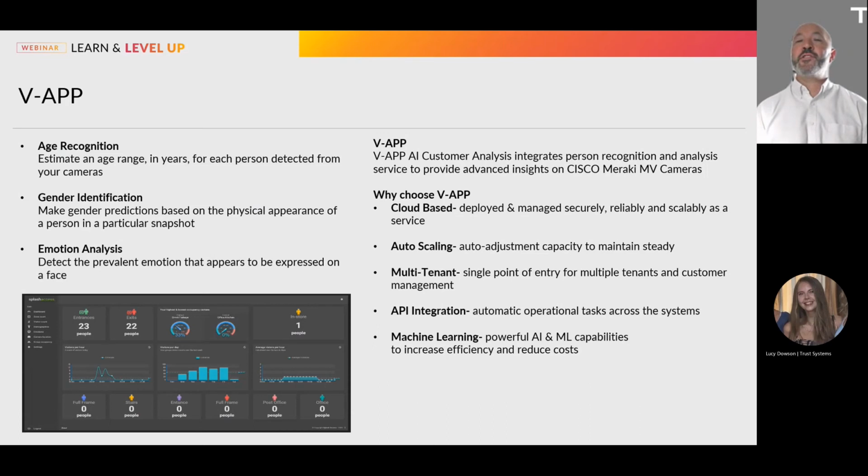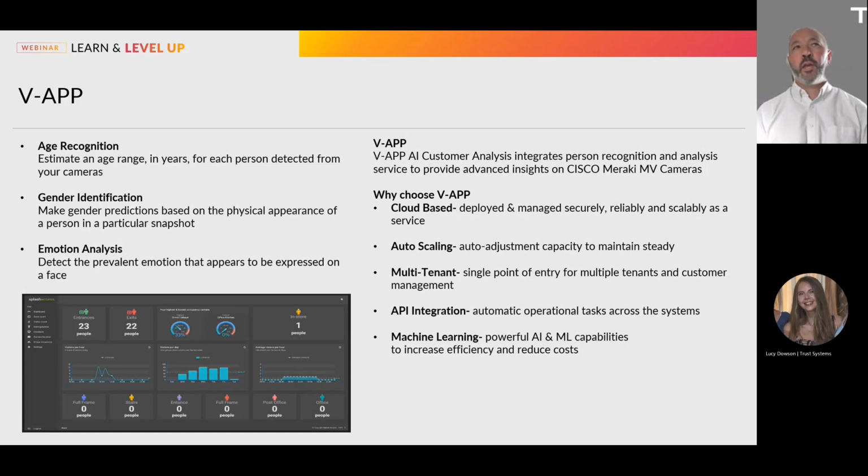The VApp technology, as I said, sits on the Meraki cameras. It's cloud-based technology and is accessed securely remotely. Very scalable, completely available from a multi-tenancy point of view, so we can look at single clients or multiple clients, single sites, multiple sites, and look to feed that information and gather trending information across that estate. It's fully API integrated as well, so we can look at providing tasks and flows into other systems within your business. And there are powerful machine learning capabilities within the Meraki cameras and the VApp.